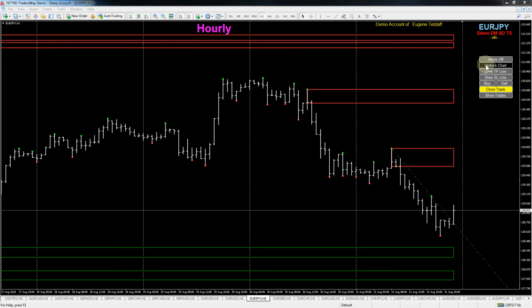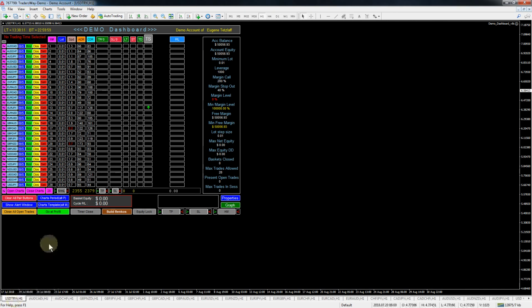Once you click the alerts, now you're no longer in alert mode. The alert mode is off. If we go back and look at the dashboard, you'll notice now we have a green arrow. Of course, right now I'm on a weekend, so I can't take any trades.